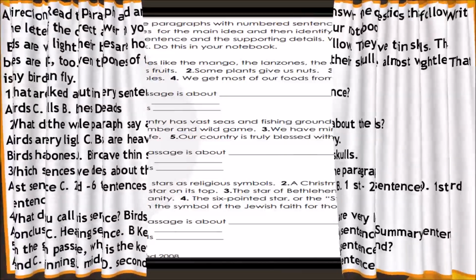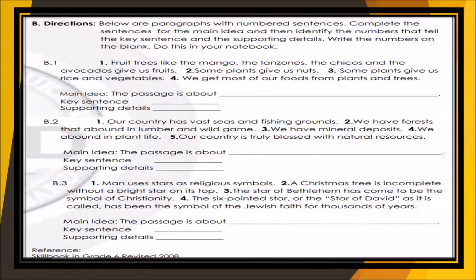Okay. So next, for letter B, this is it. Below are the paragraphs with numbered sentences. Complete the sentences for the main idea, then identify the numbers that tell the key sentence and the supporting details. Write the numbers on the blank. Do this in your notebook. So this one is number 1 for letter B.